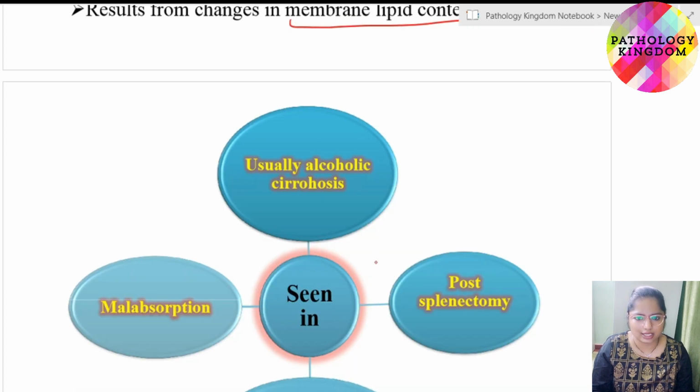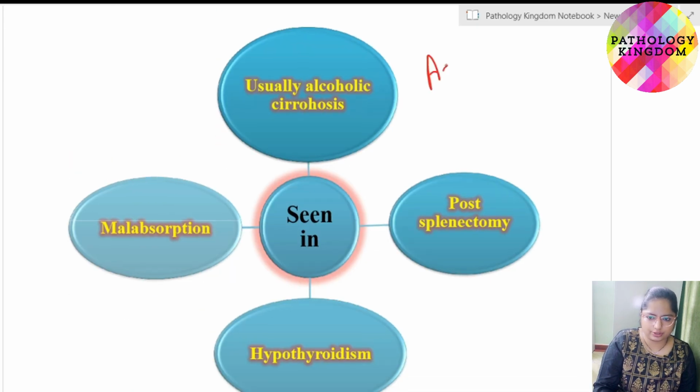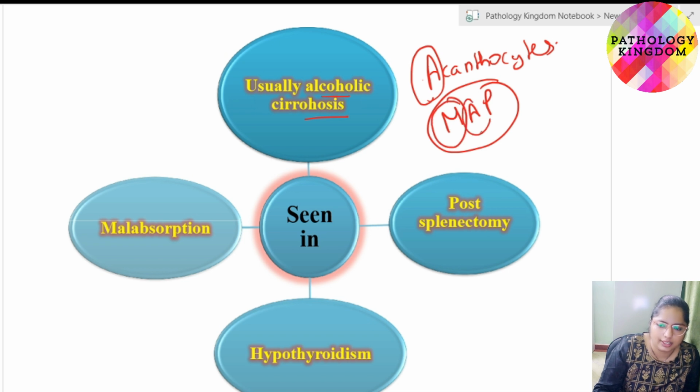The examples are, now, acanthocytes. You can learn it by alcoholic cirrhosis, that is MAP. For acanthocytes, we have to see MAP. M is for malabsorption, A is for alcoholic cirrhosis, and P is for post-splenectomy. Then another one is hypothyroidism.